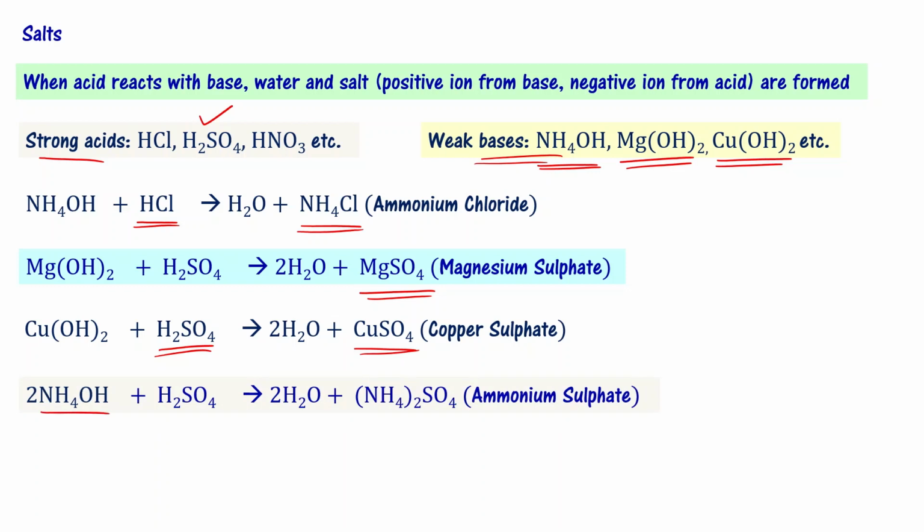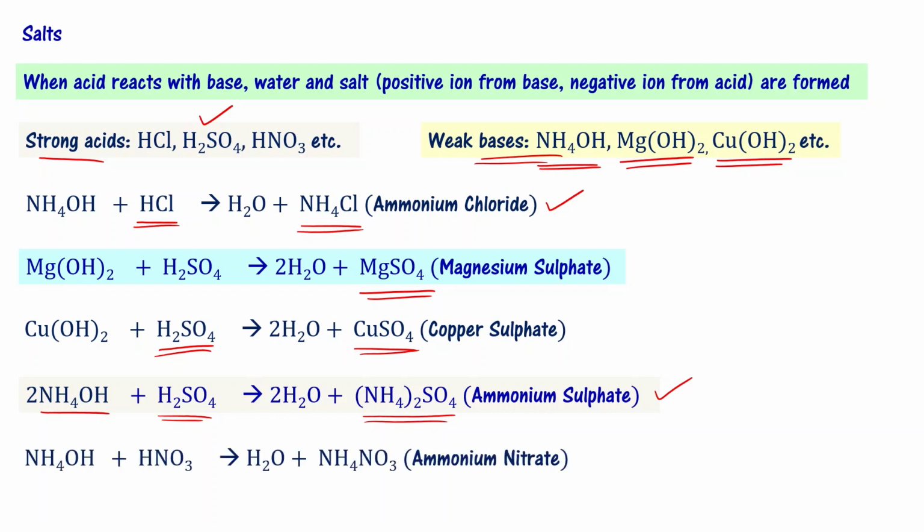Ammonium hydroxide, when it reacts with H2SO4, what you get is ammonium sulfate. Ammonium sulfate is generally used as a fertilizer for plants. Sometimes people use even ammonium chloride, depending upon soil conditions and availability of fertilizer. Ammonium chloride is also sometimes used as a fertilizer. Ammonium hydroxide, when it reacts with strong acids such as nitric acid, what you get as the salt is ammonium nitrate. Ammonium nitrate is also a fertilizer.